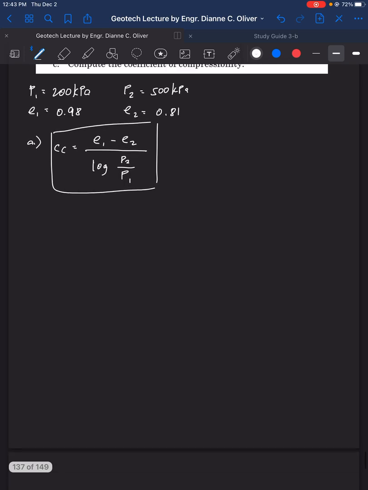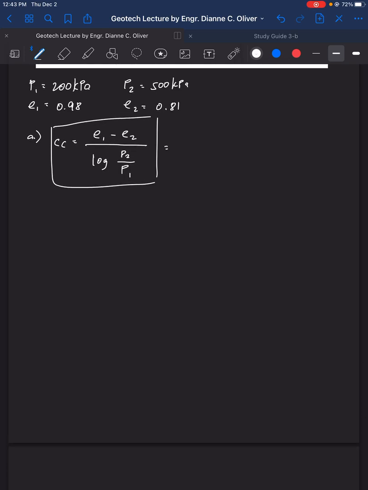Okay, so we will just substitute the values. That is equal to e1 is 0.98 minus 0.81 all over log of P2, so that is log of 500 over P1, which is 200. So to compute that, we have the final answer 0.427, and it is unitless.